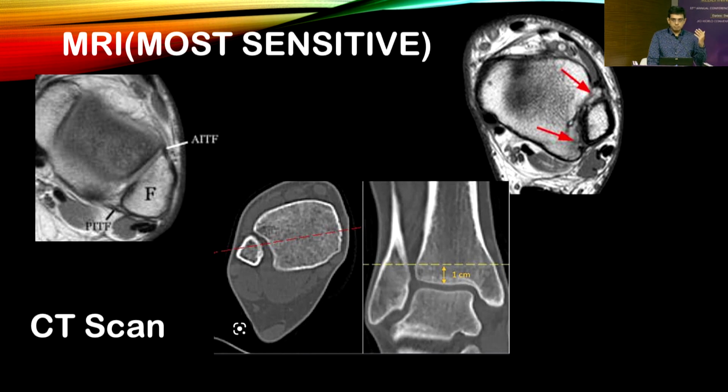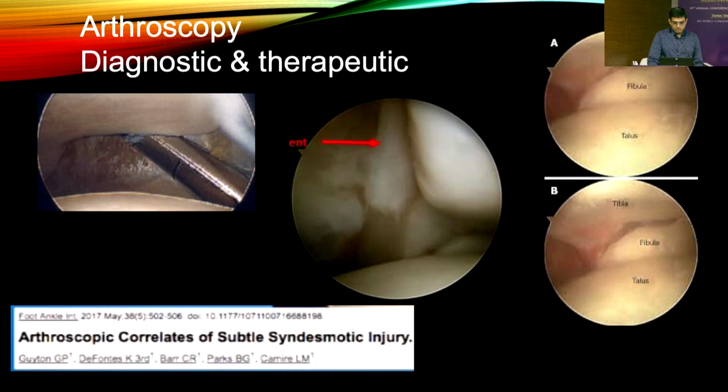We almost routinely go for a CT scan, and to see the position of the fibula, we can diagnose whether it is sitting properly on the incisura or not. We can diagnose the syndesmotic injury easily.